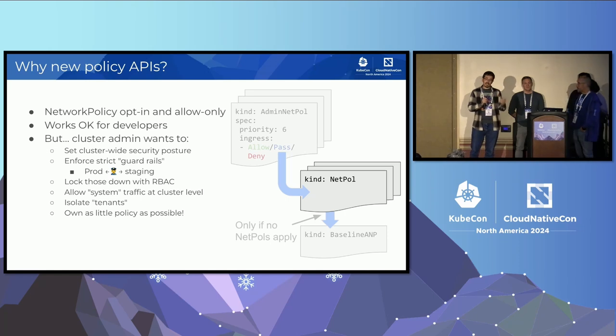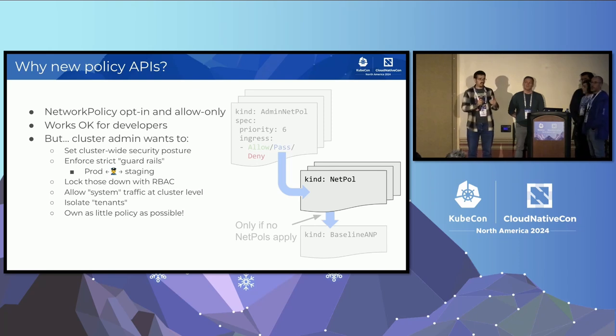So we're adding these new APIs, and they kind of add to the existing network policy API that's already in Kubernetes. What are the problems with that? Network policy, as defined in Kubernetes right now, is opt-in, and it's allow only. And that is kind of okay for developers, or at least security-minded developers. You design your app, you open your ports, you create a network policy to go along with it, and you deploy it.